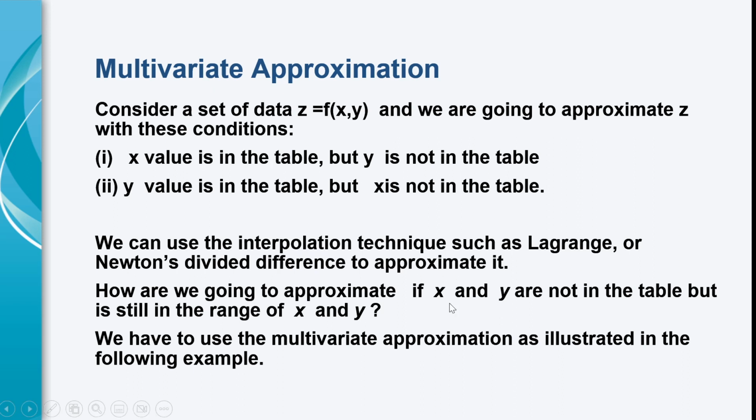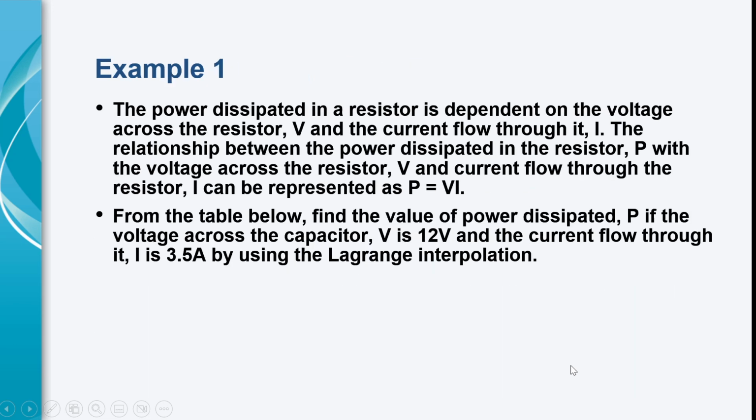And then if both x and y are not in the table, you have to use multivariate approximations. So, for example, the power dissipated in a resistor depends on the voltage V across the resistor and the current I flowing through it. The relationship can be represented as P equal to VI.